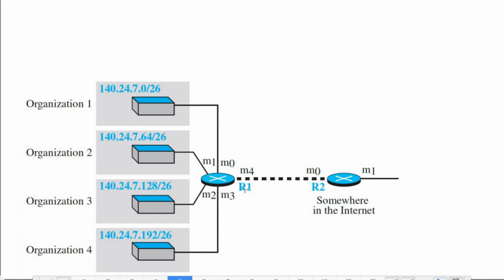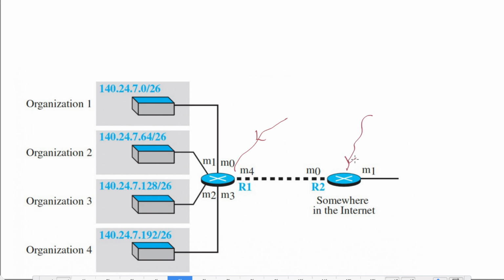Now suppose some packet is coming to R1, from any of the interfaces, either M1 or M4, any of them. So I'm not writing the interface name. Suppose some packet is coming to R1. Then R1 has to decide to which interface it should go, right? Similarly, that is the case for R2.